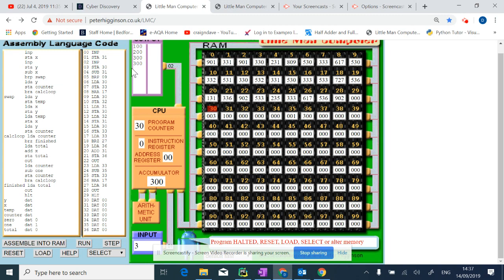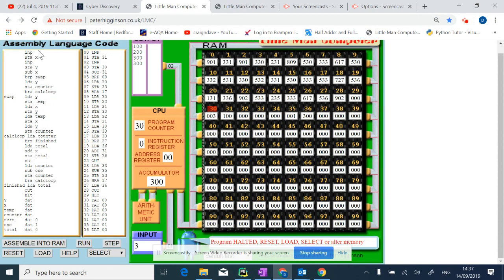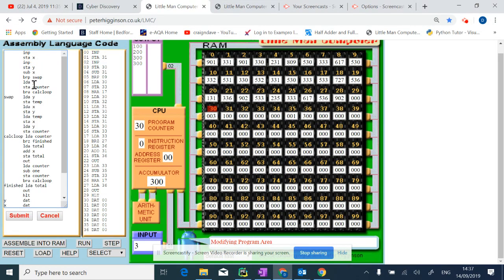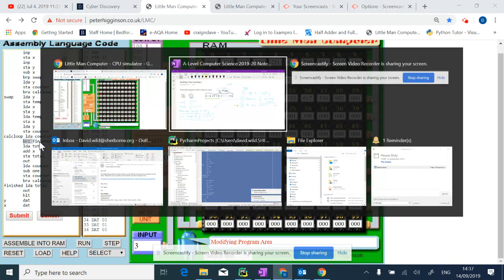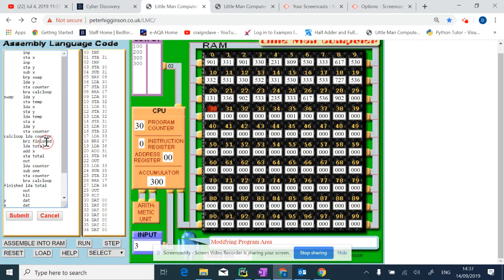So we're inputting our values. We're making a decision whether or not we need to swap them round. And if we don't swap them round, we do this calculation. So we're going to load the counter up. If the counter gets to 0, so if this counter, which is counting the number of times that we need to do this x, is 0, then we go to finished and we output the total and finish. We load the total up and output that and then halt.